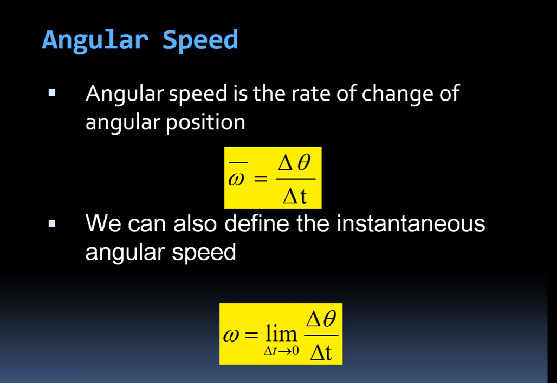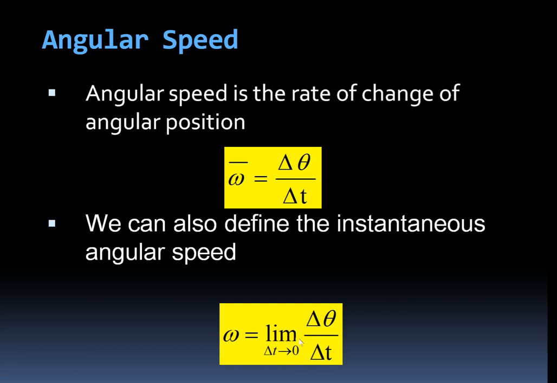So angular velocity is again a vector quantity, like the previous one, angular displacement, and the direction is perpendicular to the plane. We also define the angular velocity as you see here: omega is equal to the limit as delta t tends to 0 of delta theta upon delta t.